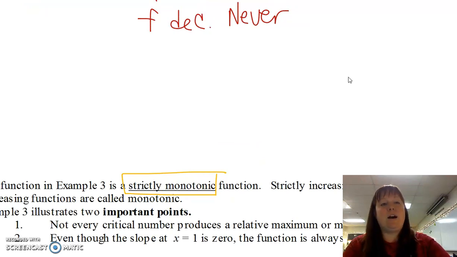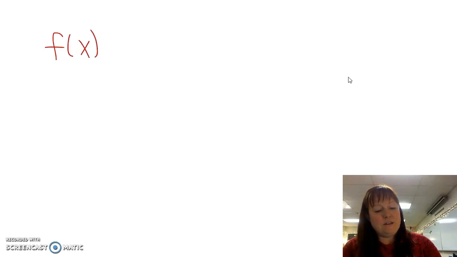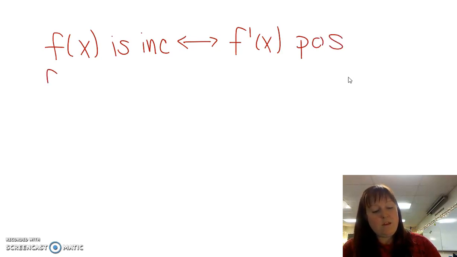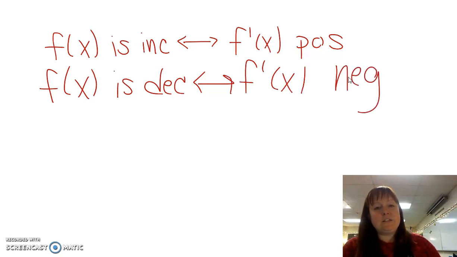The takeaway, again, the takeaway here is a function is increasing, and I'll give you a foldable tomorrow. So f of x is increasing when f prime of x is positive. F of x is decreasing when f prime of x is negative. So do you see how I did these double arrows on this?